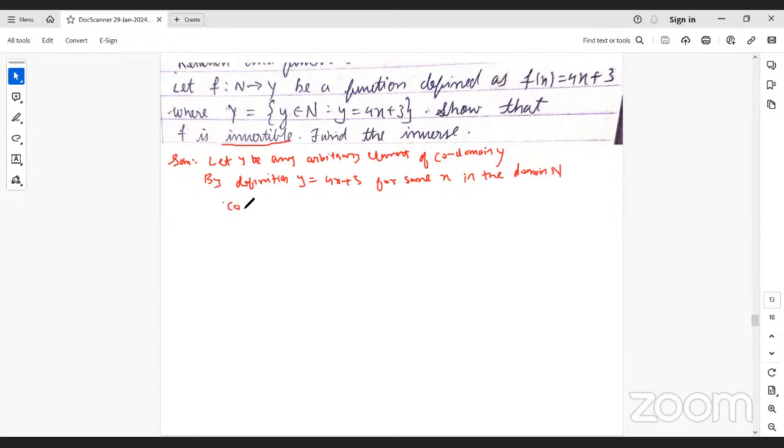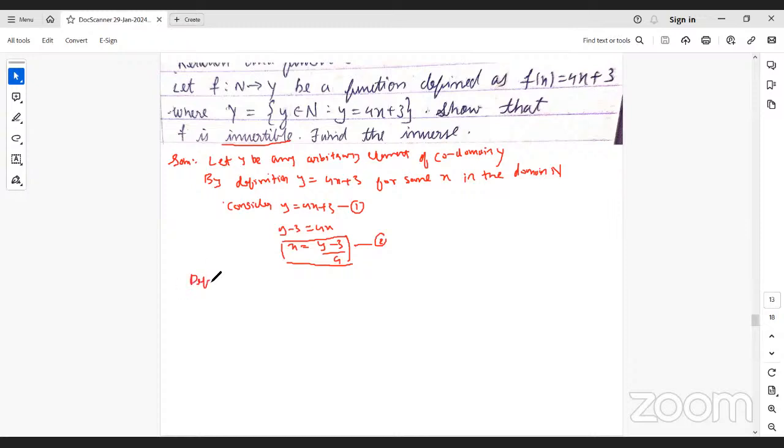So consider y is equal to 4x plus 3. Y minus 3 will be equal to 4x, so x will be equal to (y minus 3) upon 4. This equation, equation 2 that we have got, is actually the inverse of the function. So we will define it.